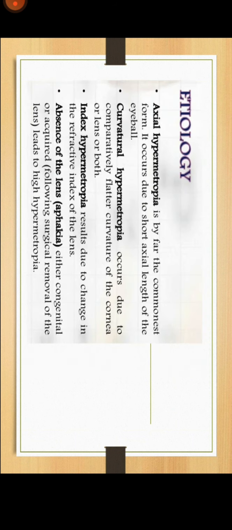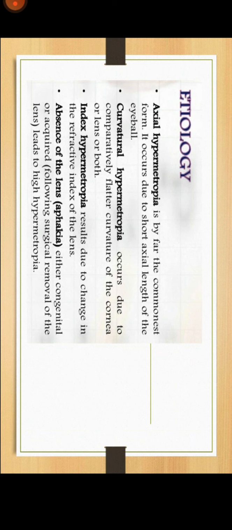Then coming to the etiology, it is the same as that of myopia. Here what happens is axial hypermetropia, where the shortening of the axial length of the eyeball occurs. In myopia the axial length of the eyeball is increased, but in this case the length of the eyeball is shortened. Also, curvature hypermetropia occurs due to comparatively flatter curvature of the cornea or lens.